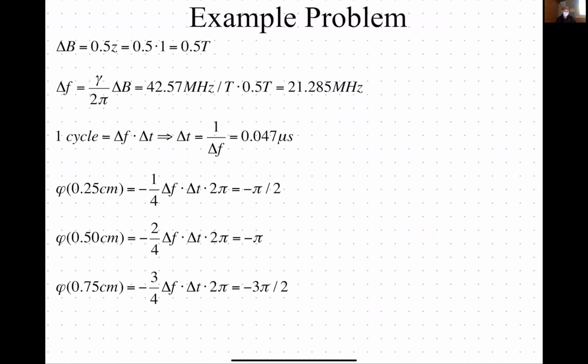And that's shown here. We did this exact calculation. Delta F here is 21, and so 1 cycle is just going to be 1 over delta F, which is 0.047 microseconds. Okay, so it's a pretty short amount of time. So what we find is that if we wait that amount of time, this spin here and this spin here will be aligned again.